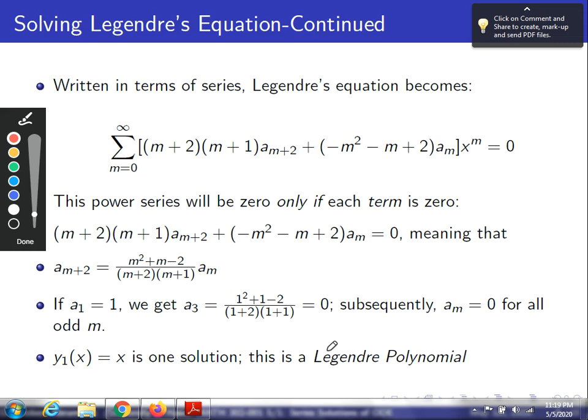And this y1 of x is going to be a Legendre polynomial. And depending upon whether or not n in the formula for n times n plus 1 is even or odd, it will be either an even polynomial or an odd polynomial. That is, an even degree polynomial or an odd degree polynomial. And we can solve for the coefficients just from the recursive relation. This is important. These polynomials appear quite often, especially in solutions to Schrodinger's equation in quantum mechanics.